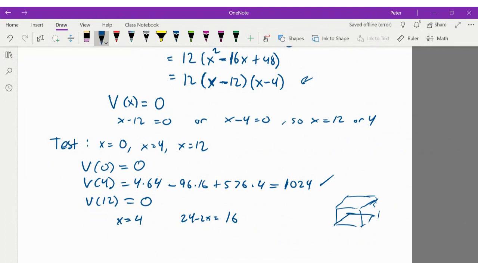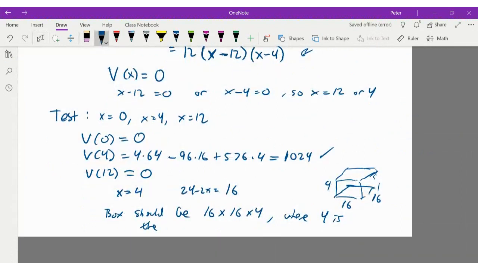So, okay, so what we have here is this is going to be 16, 16, and 4. So the box will be 16 by 16 by 4, where 4 is 8. There we go.